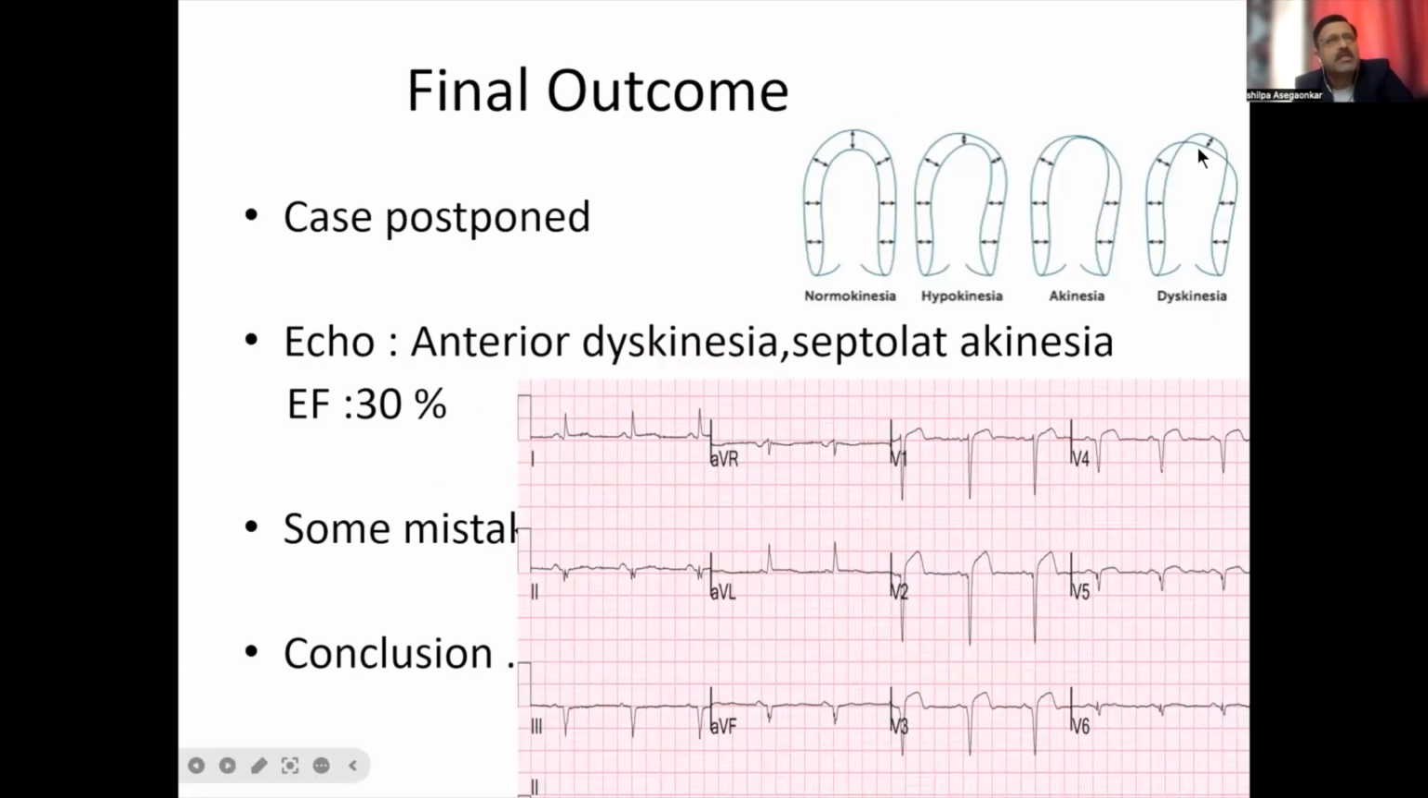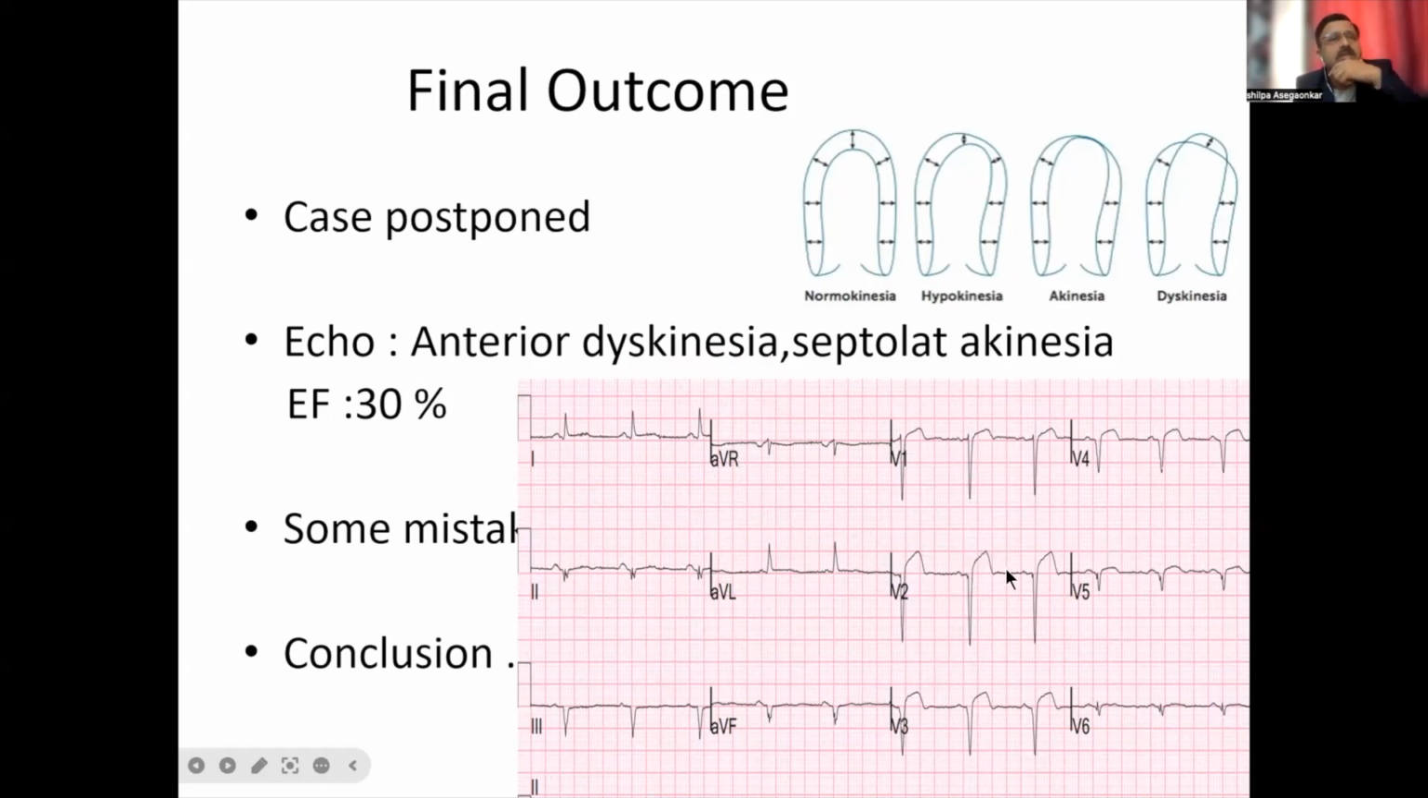Hypokinesia means the wall is contracting less. Akinesia means not contracting at all. And dyskinesia means that when the LV is contracting, that wall is contracting outward. These are the more dangerous patients. There is a thinning of the LV. Under stress, this can even rupture, or there can be formation of clot in this segment.